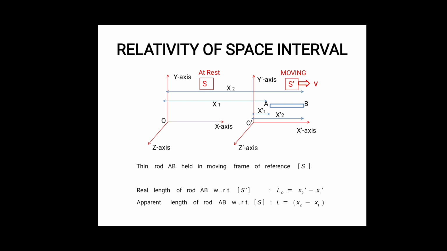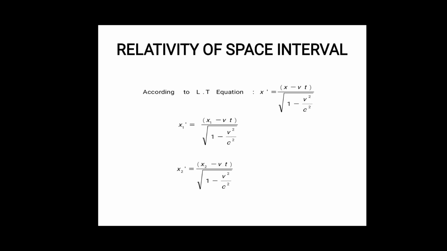and apparent length of rod with respect to stationary frame S, that is L, equal to x2 minus x1. According to Lorentz transformation equation for x coordinates of a point, x dash is equal to x minus vt whole divided by under root 1 minus v square upon c square. So x coordinates of two ends of the rod AB with respect to frame S dash can be expressed as x1 dash equal to x1 minus vt divided by under root 1 minus v square upon c square, and x2 dash equal to x2 minus vt whole divided by under root 1 minus v square upon c square.